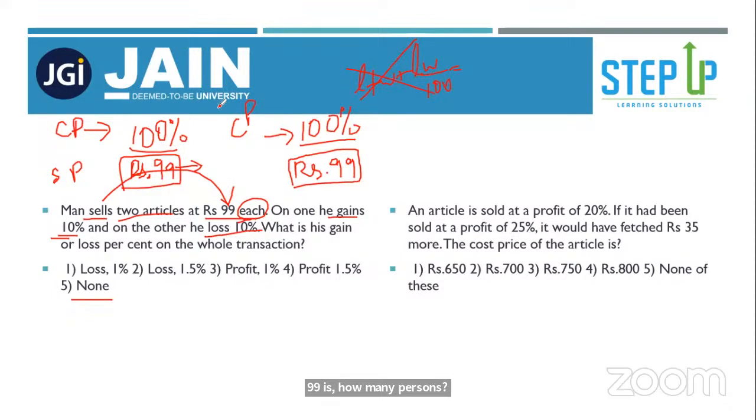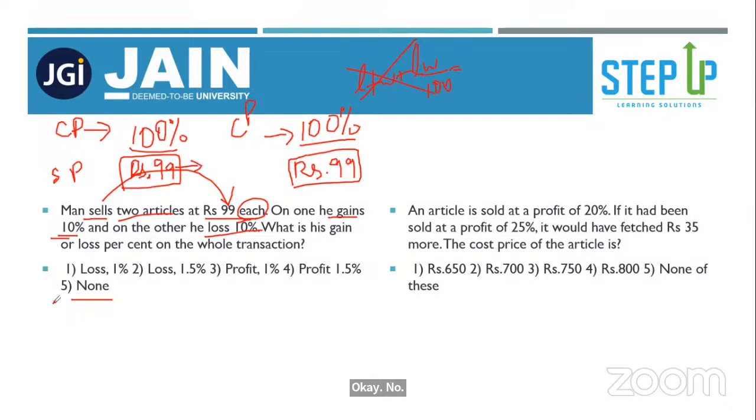Are you getting my question? Both are being sold at 99. One is profit and one is loss. It is not purchased. Both are being sold at 99. They got it for 100 percentage. We don't know the price. Okay.